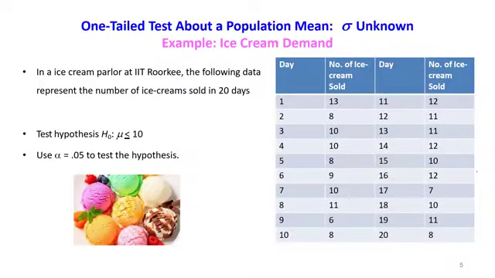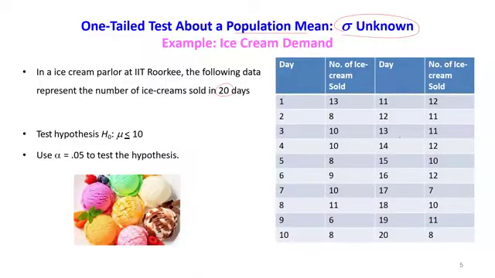Now let's look at this example. It is a one-tail test about a population mean when sigma is unknown to us. If it is unknown, then we have to go with a T distribution. For example, in an ice cream parlor at IIT Roorkee, the following data represent the number of ice creams sold in 20 days. So this is my sample size, 20 days. They have collected 20 days of sales. These are the number of ice creams sold for 10 days, and this is for another 10 days.